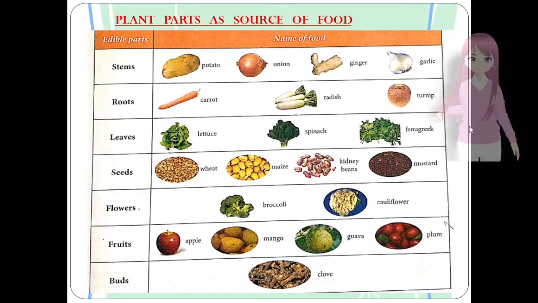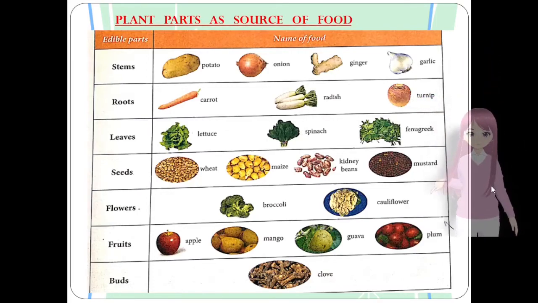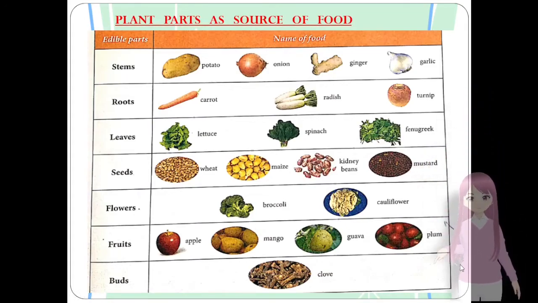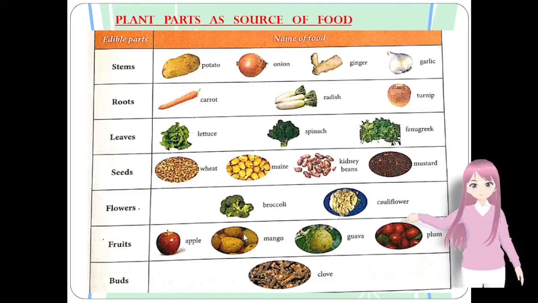Then comes the leaves. Leaves like lettuce, spinach, fenugreek. These are the leaves that you eat of a plant. Then there are seeds. Seeds like wheat, maize, kidney beans, mustard. These are the seeds of a plant that you eat. Then flowers like broccoli, cauliflower. You eat the flowers of these plants. Okay, then you eat the fruits like apple, mango, guava, plum. So these are all the fruits that you eat.